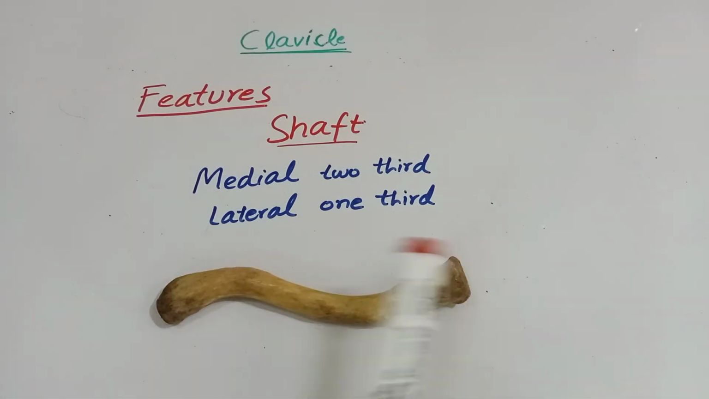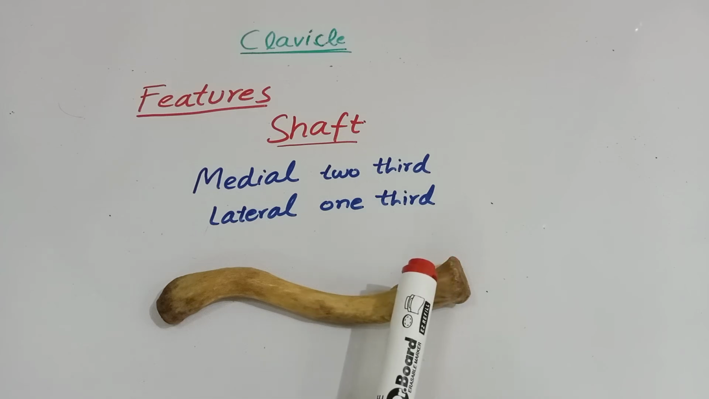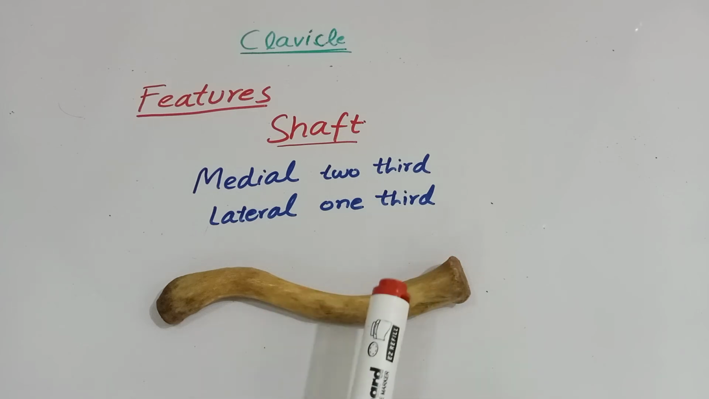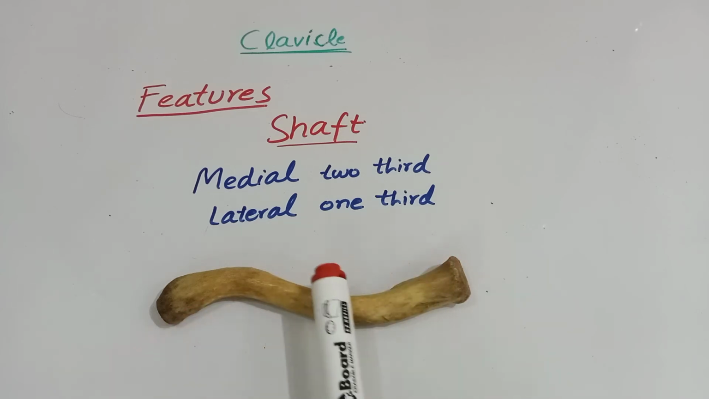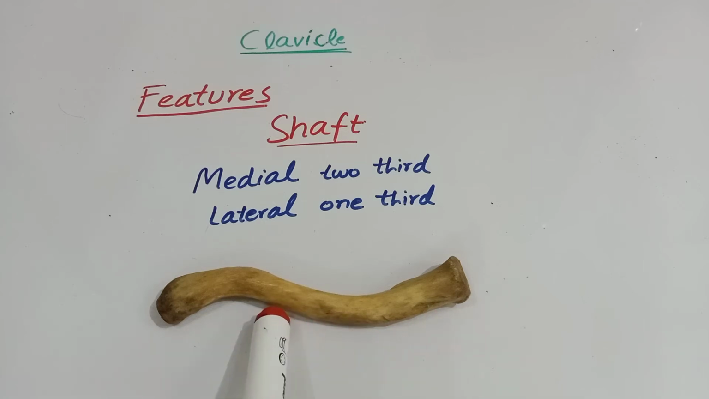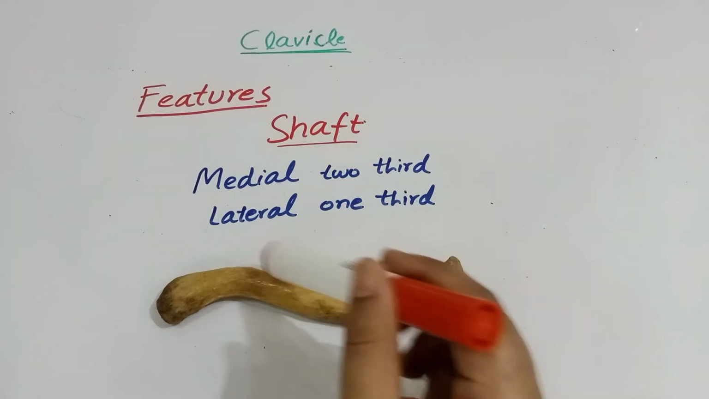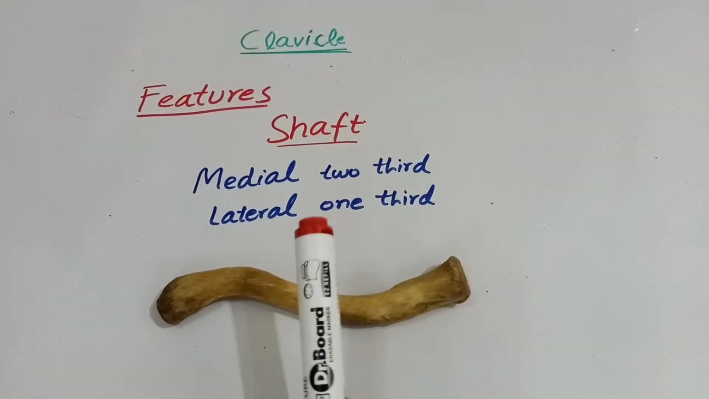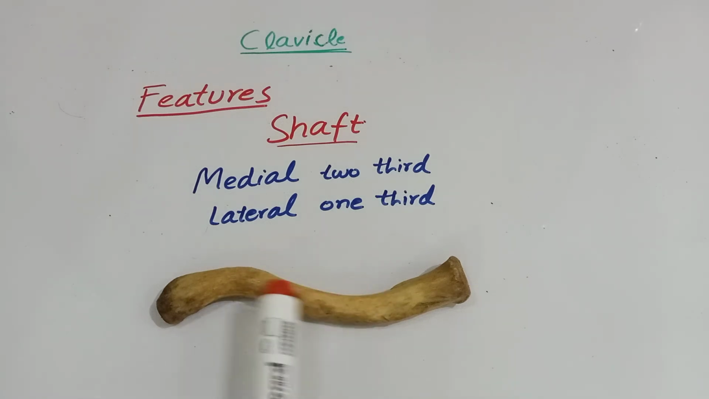Now the medial 2/3 part. The medial 2/3 of the shaft is rounded, so it has four surfaces: the superior surface, inferior surface, anterior and posterior surface. The anterior surface is convex forward, and the posterior surface is smooth and concave backward. The superior surface is rough in its middle part.